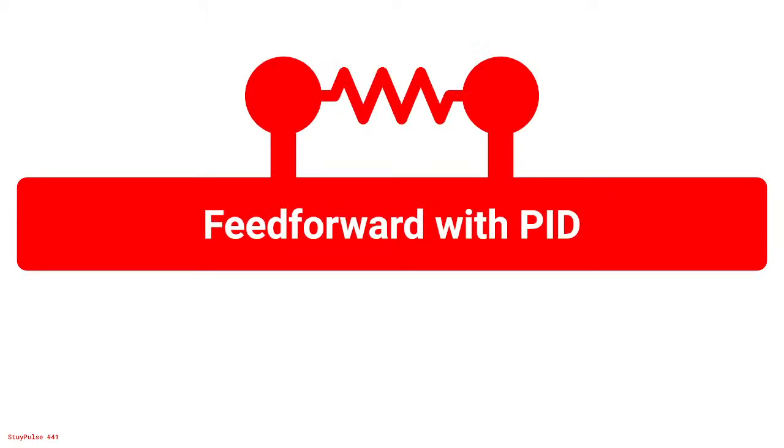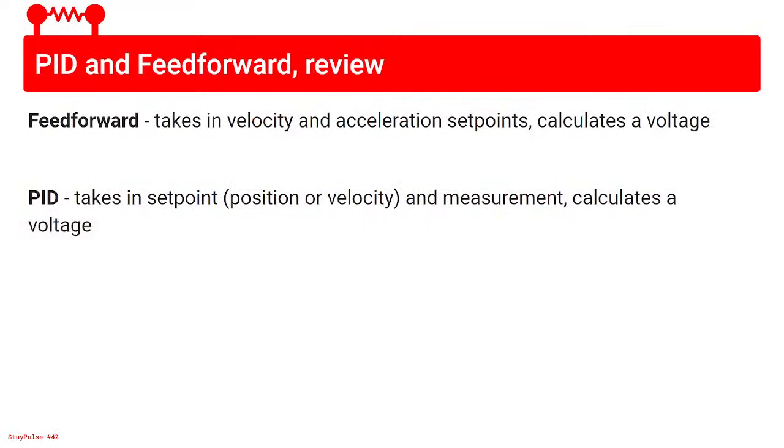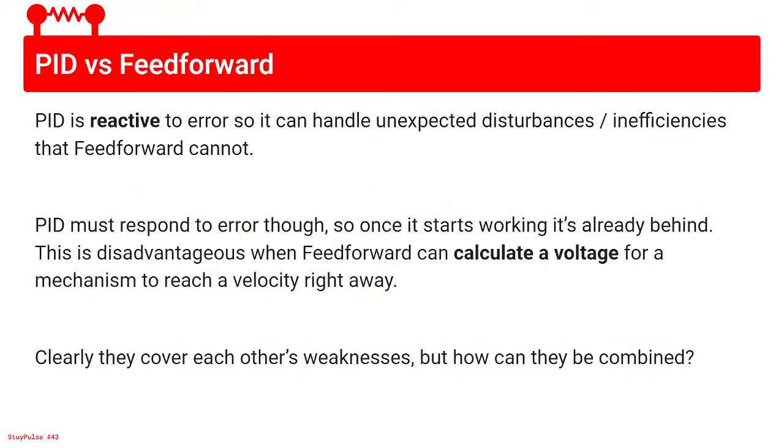So feed forward with PID though, right? This is the culmination of everything we've learned because you can apply feed forward and PID to every mechanism in FRC. So just to review, feed forward takes in 2 set points, calculates a voltage. PID takes in a set point, which can be position or velocity, and a measurement, and then calculates the voltage, right? So the difference between them, PID is reactive to error, so it can handle unexpected disturbances and inefficiencies that feed forward will not.